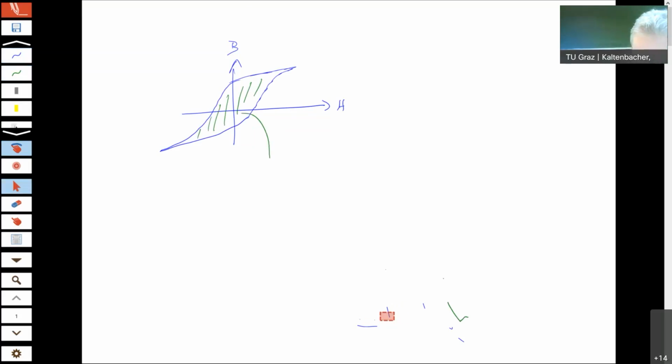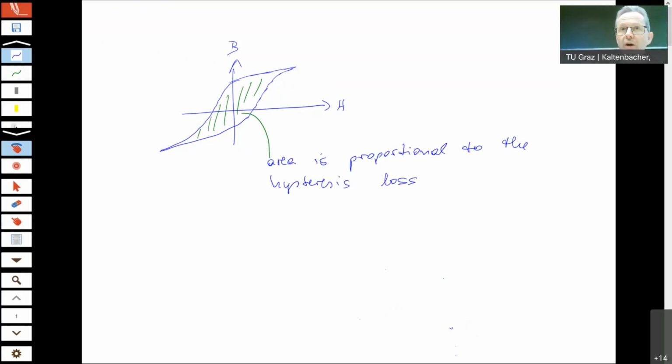And as I have told you, this area is proportional to the hysteresis loss. So you want to make this as small as possible.